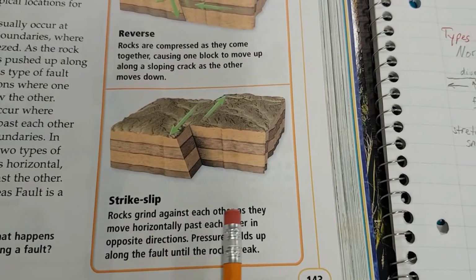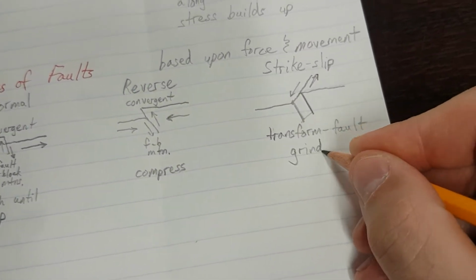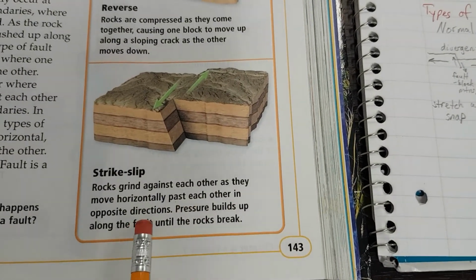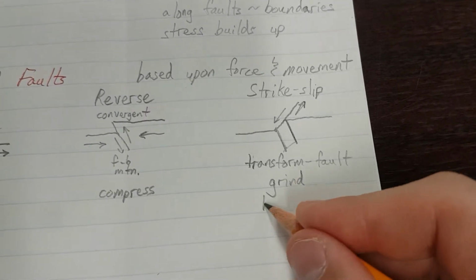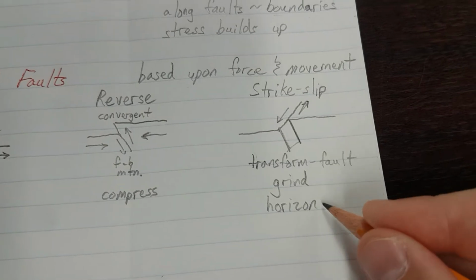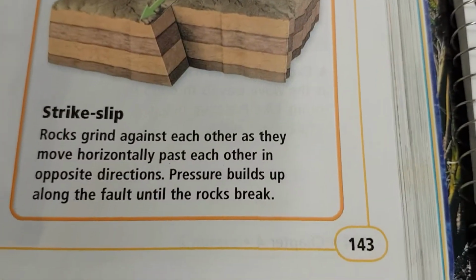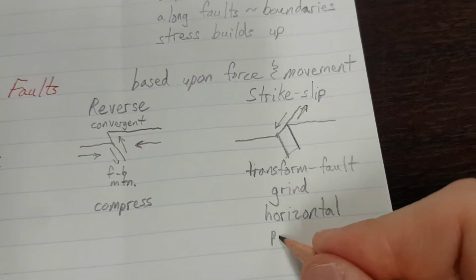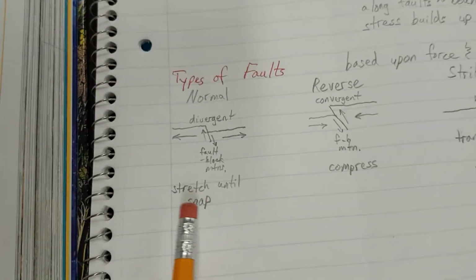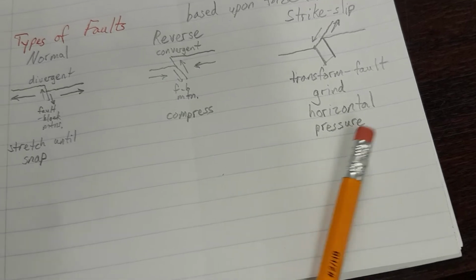Rocks grind against each other. Ooh, let's say that. Let's use that word. Grind. GRIND. Move horizontally past each other in opposite directions. Horizontal. HORIZONTAL. Pressure builds up. PRESSURE. So if they're moving apart, they're stretching, but if they're compressing or grinding, they're building up pressure.